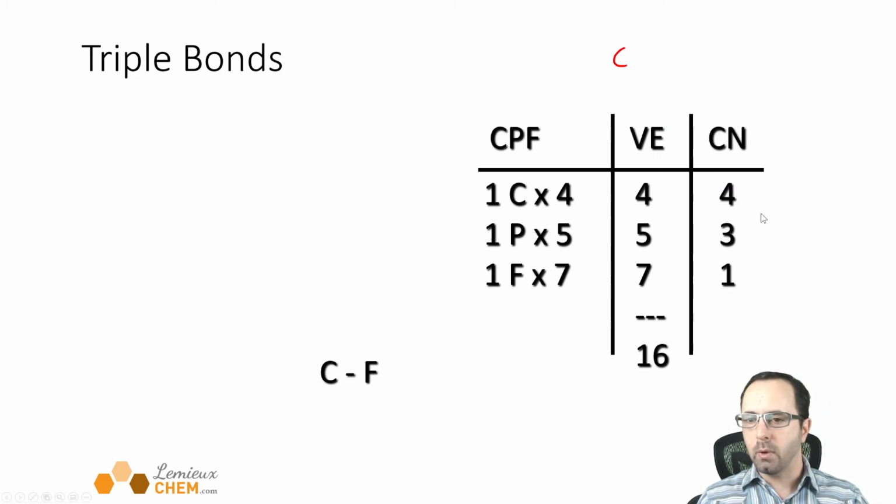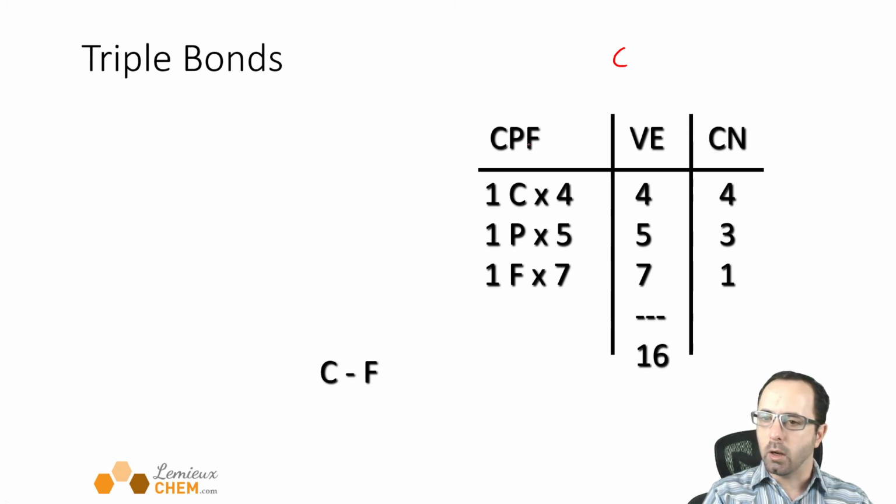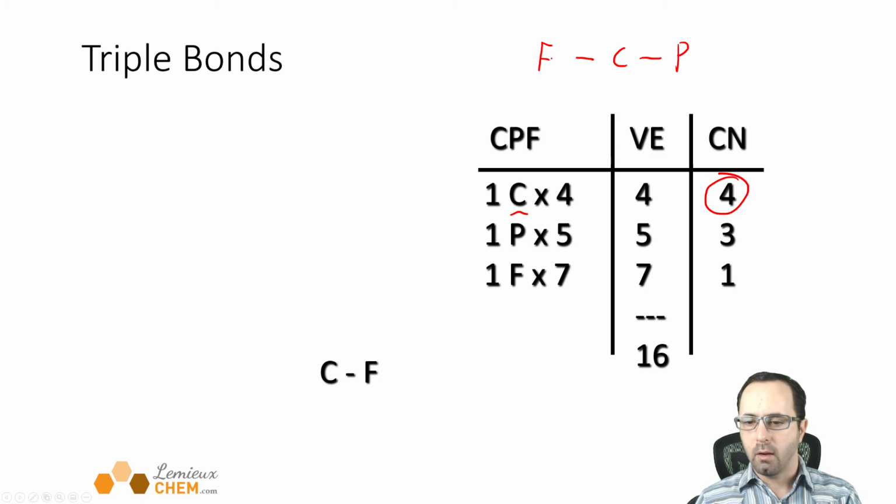So that's step 3, draw the skeleton. We put carbon in the middle since it has the highest covalence number. And then we're going to put phosphorus and fluorine on the outside. Okay, so that's the end of step 3.